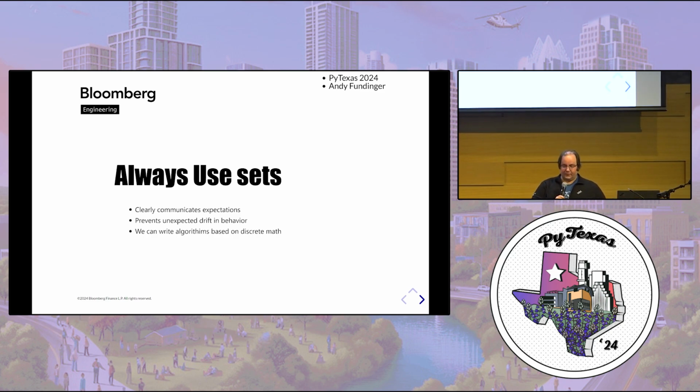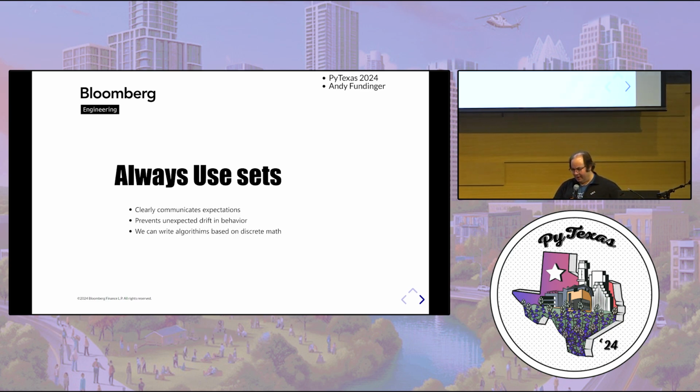And then the other one, because of those set operations, we can write algorithms based on discrete math. We can go into our data structures and algorithms book, and it'll say, oh, just union the two things, and we can just do that. So it's like tapping into an extra stack of documentation.